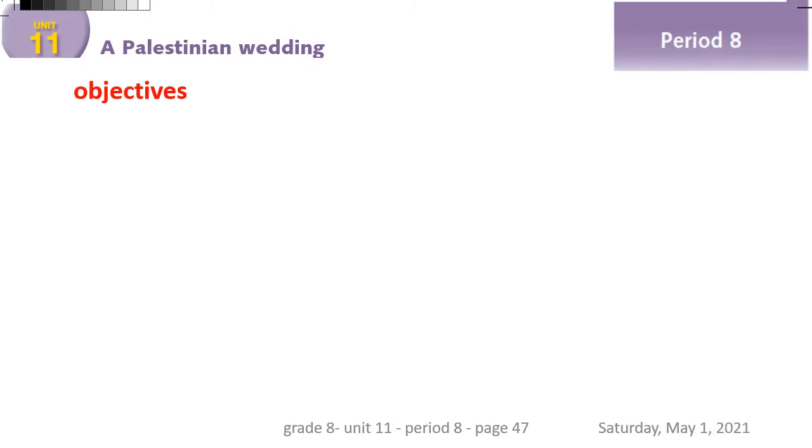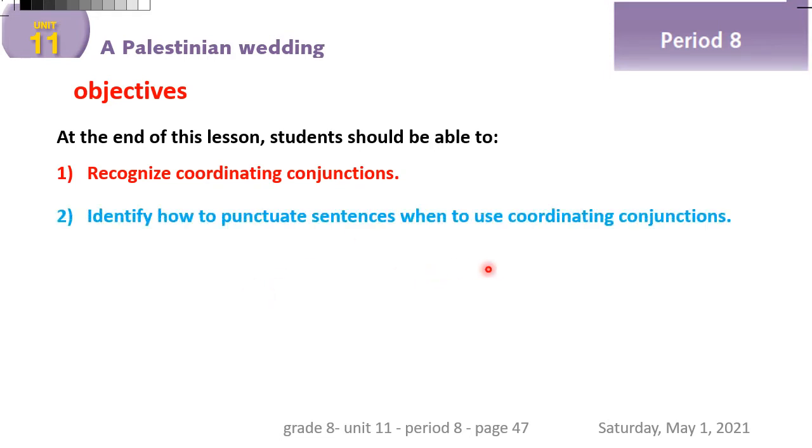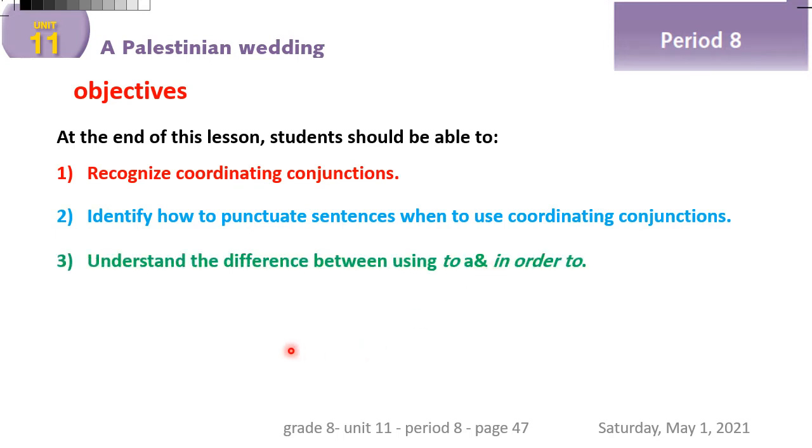Okay, let's start our lesson, and as usual, we need to do what? To revise our objectives. At the end of this lesson, students should be able to what? One, recognize coordinating conjunctions. Two, identify how to punctuate sentences when we use coordinating conjunctions. Three, understand the difference between using to and in order to. And understand how to use so, to, and in order to.